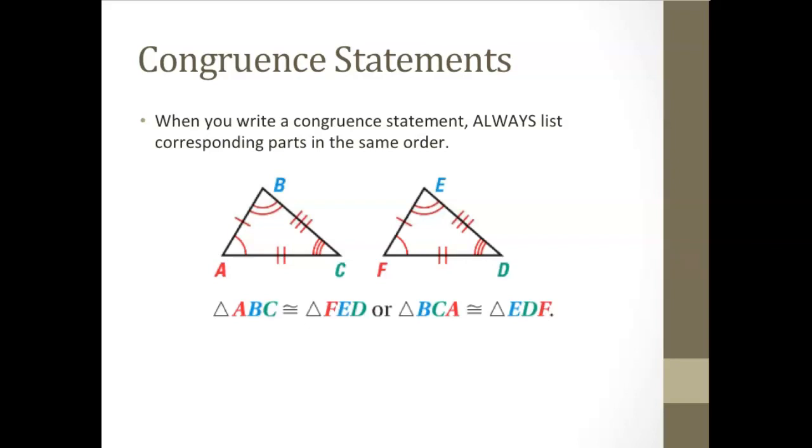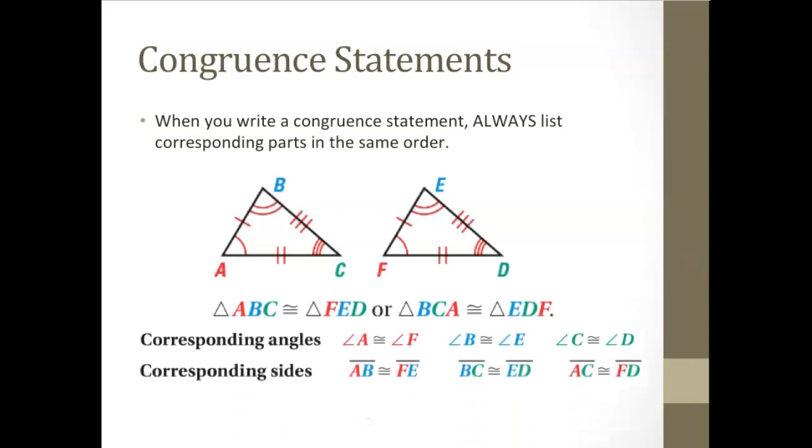So being able to see the congruent statement actually tells you a lot of information if you didn't have the diagram. For example, if you just looked at the congruent statement, you would see the corresponding angles. So angle A is congruent to angle F, angle B with angle E, and angle C congruent to angle D. Same with the sides. You can actually see the corresponding sides that are congruent to one another. So AB is congruent to FE, BC is congruent to ED, and AC is congruent to FD.